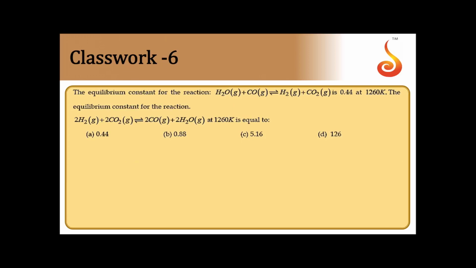Therefore, the new equilibrium constant, say for example K dash, will be equal to 1 by K square. So it should be 1 by 0.44 into 0.44, that is 1 by 0.1936, which is nearly equivalent to 5.16. So the answer is 5.16.